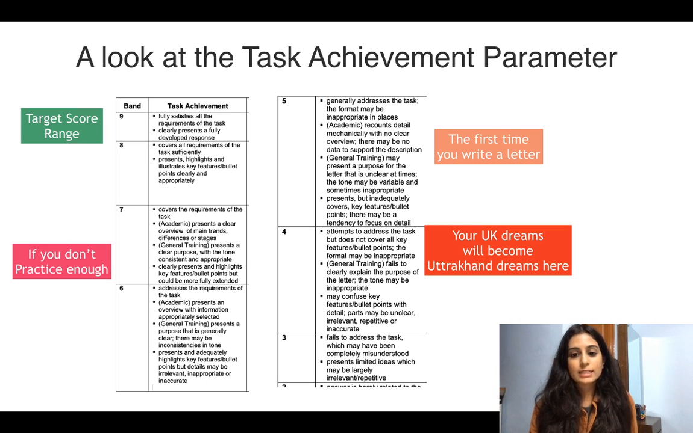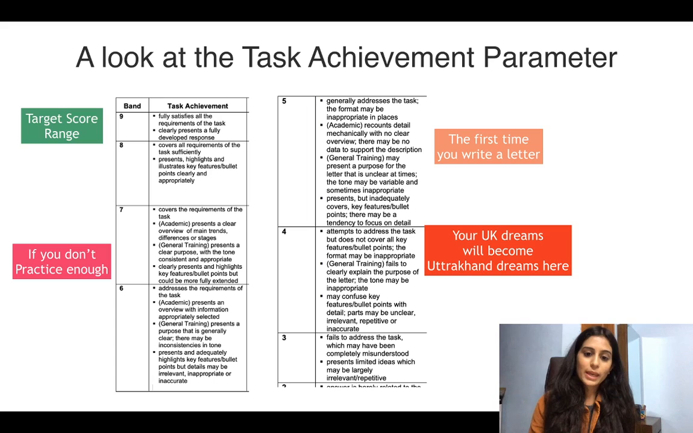And then it says that it fails to clearly explain the purpose of the letter, the tone may be inappropriate. So you do not understand what's the purpose of the letter, why you're writing the letter, what's the issue like. So that's one mistake. And also you can confuse yourself with the tone. Maybe in one paragraph you're using friendly casual language, and in the other paragraph you're going extremely formal. So you need to take care of these things as well.